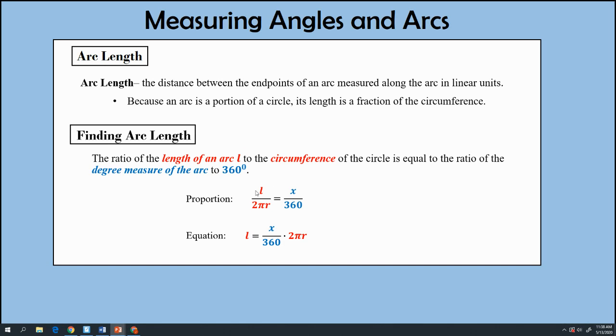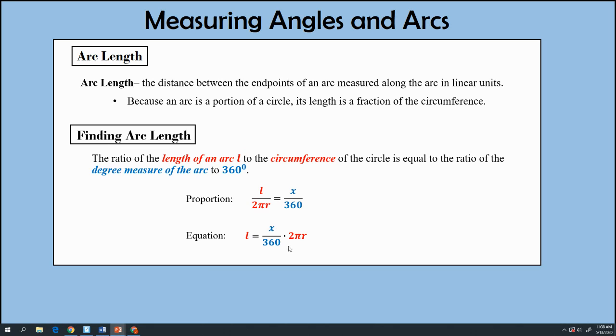So what I've done really, if you look at the proportion, is I've multiplied each side by 2 pi r. If you multiply each side by 2 pi r, we'll cancel the denominator over here with the 2 pi r we multiplied by, and we'll multiply x over 360 by 2 pi r. So what this does is it isolates arc length, which is what we're trying to solve for. So if we're given the central angle and the radius, I can plug it right in here and get to my arc length. Okay, so again, this is what I'm going to use.